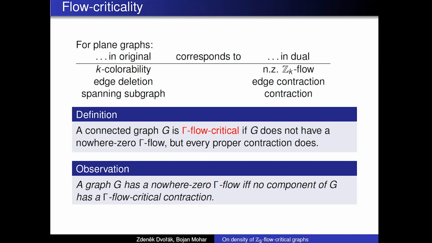So we know that for plane graphs, k-colorability in the original graph corresponds to existence of a nowhere zero flow in the dual. And if we want to delete edges or go to a subgraph in the original graph, it is easy to see that in the dual graph, it corresponds to contracting edges or to going to some contraction of our graph. So this leads us to a definition. It's actually not ours. It was known before.